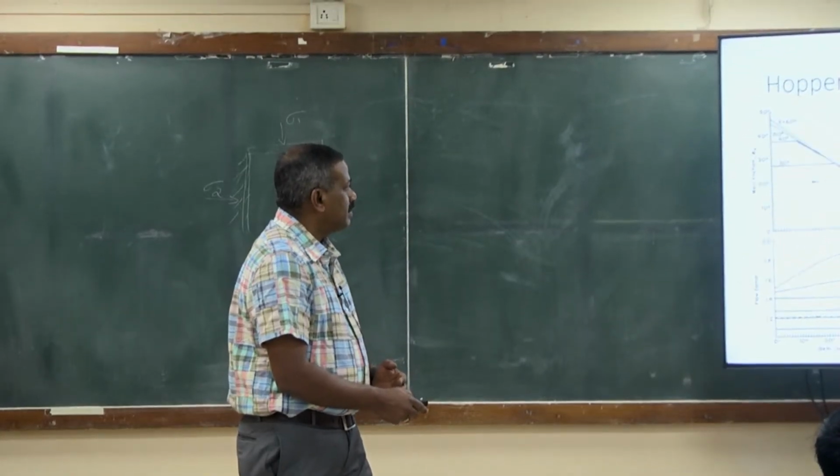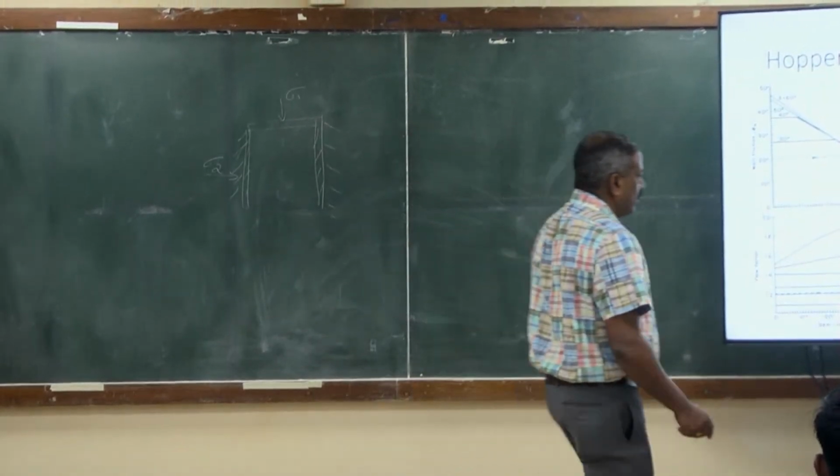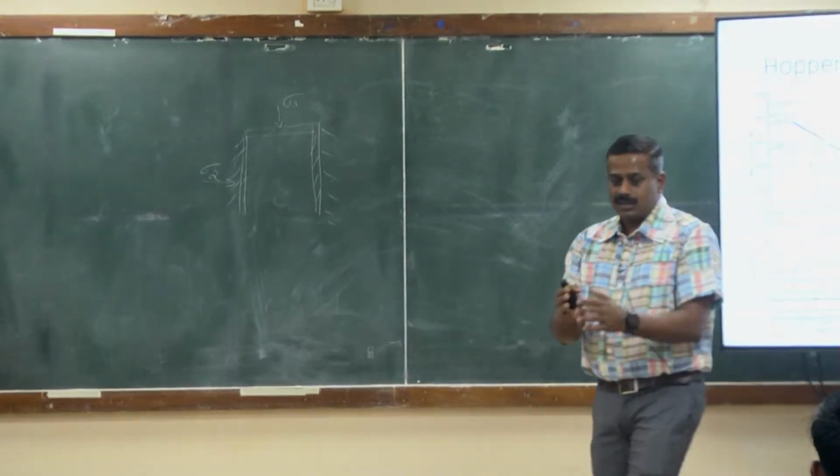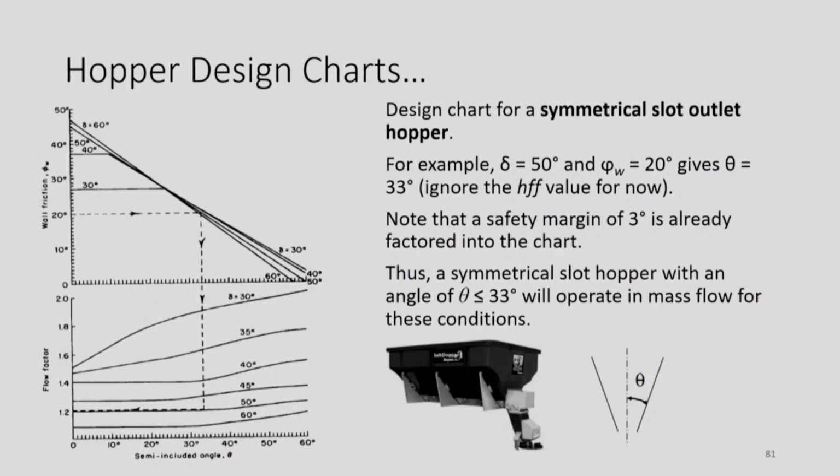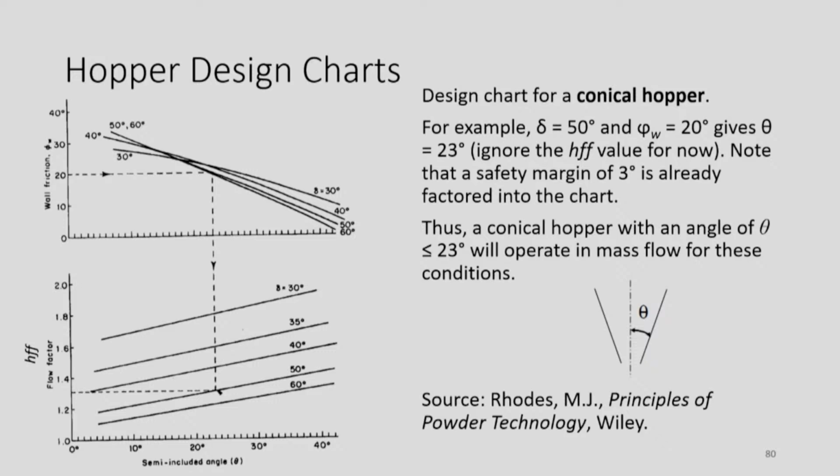I'm not sure if I have symmetrical slot outlet hoppers, where there's a slot at the bottom that opens. For those different types of hoppers, he has done all the calculations. So you take the wall friction angle and the flow factor, and then you can get the angle of the hopper, okay? Get the appropriate wall friction angle, relate it to the angle of internal friction here, and get the hopper half angle, okay? So it's very easy to use. I think I have an example somewhere, okay.